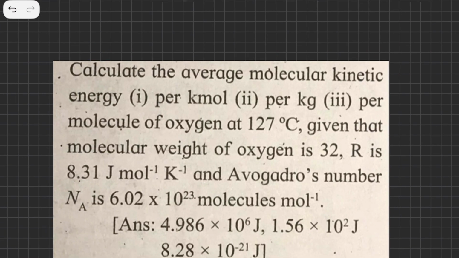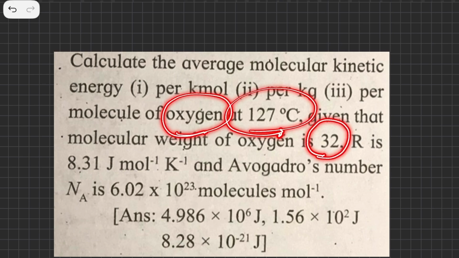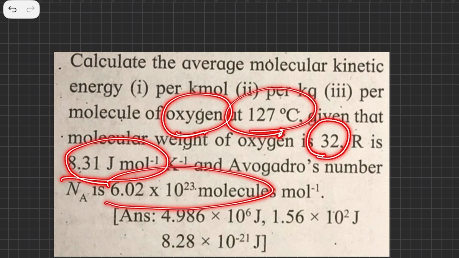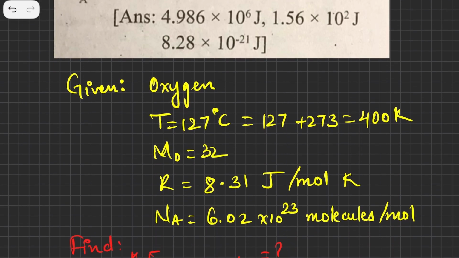Second question is a bit lengthy, not hard, but three things have to be found out. Pause the video and go through the question. Okay, so you are supposed to find out the average molecular kinetic energy, that is per kilomole, per kg and per molecule. So there are 3 things to be found out. It's oxygen gas, it's 127 degrees Celsius and the molecular weight is 32, value of R is given, value of Avogadro's number is given. So let's see. I have written that data in tabular form.